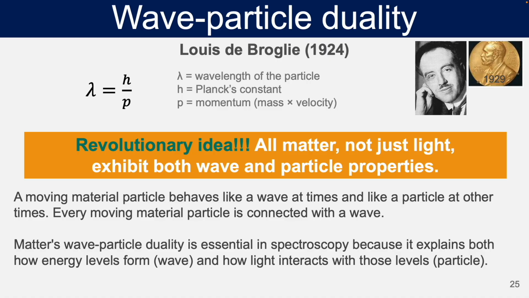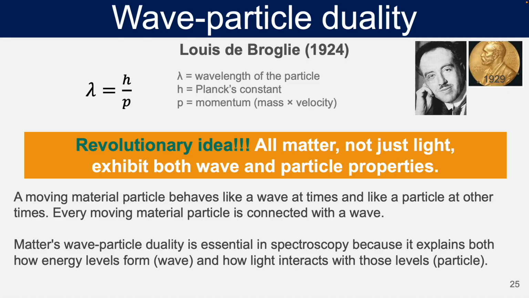Until now, we have only spoken about light. But in 1924, Louis de Broglie made a revolutionary suggestion. What if matter also has wave-like properties? He proposed that any particle with momentum p has an associated wavelength given by the formula lambda equals h divided by p, where h is Planck's constant and p is the momentum of the particle.